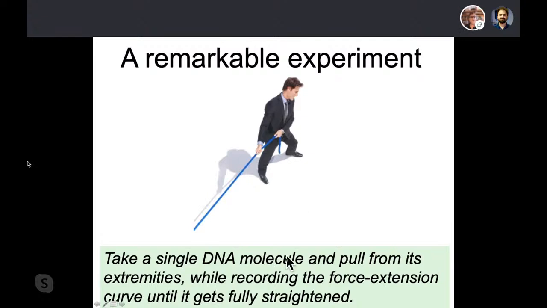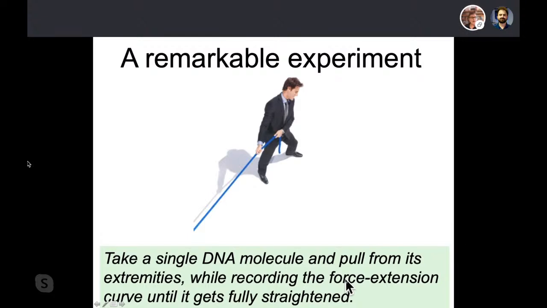The experiment is summarized in this green box. You take a single DNA molecule, exemplified here as a cord, and pull from its extremities. Instead of using a guy pulling from the cord, you use an optical trap with a bead. This bead in the optical trap is like a spring, so this spring pulls on the DNA, and in this way you record the force-extension curve.